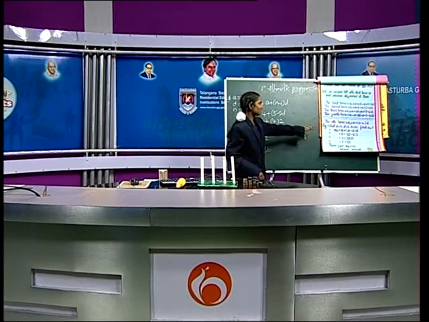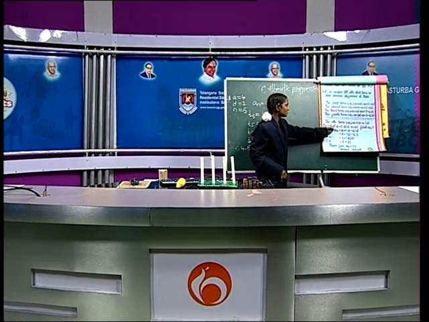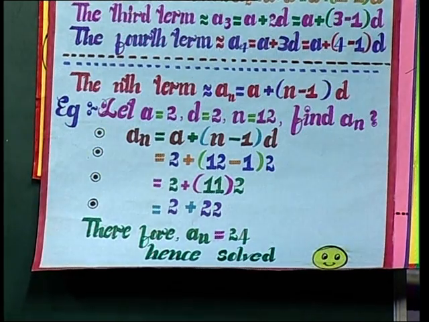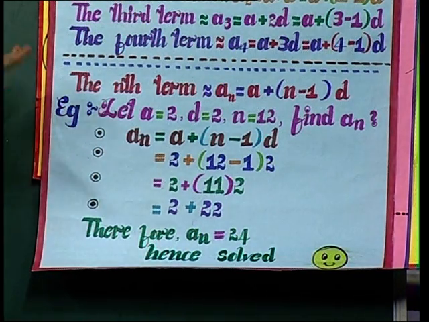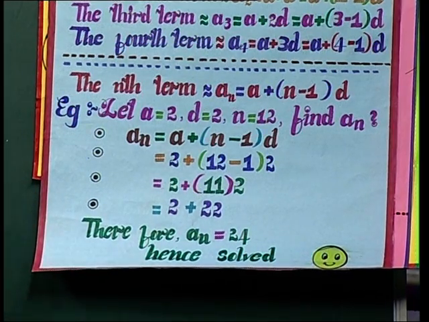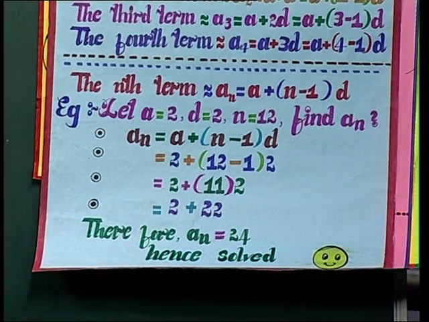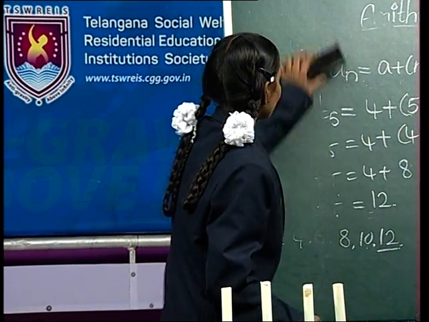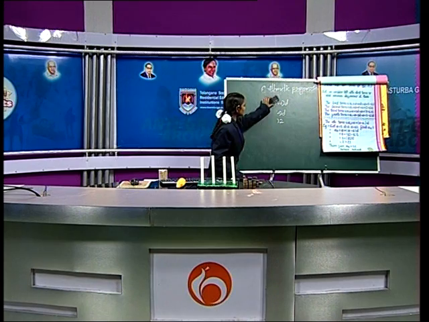See here, there is another example: given a is equal to 2, given d is equal to 2 and n is equal to 12. And by substituting the values, we got the nth term of the arithmetic progression as 24. Now, let us see the sum of the nth terms.